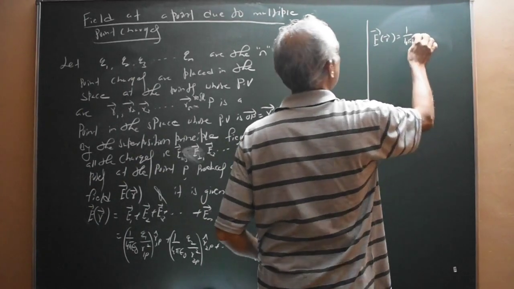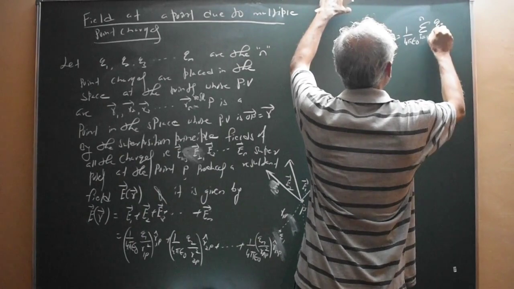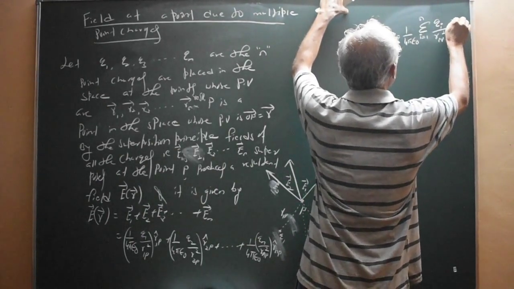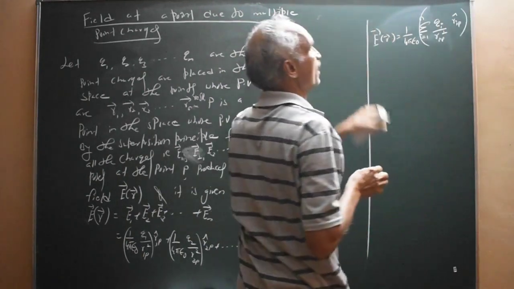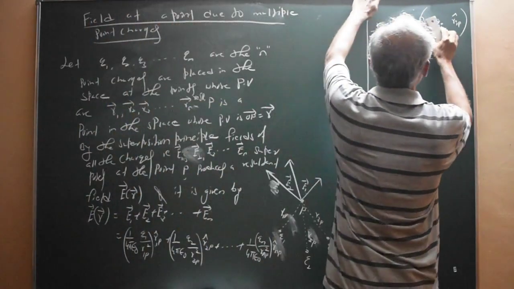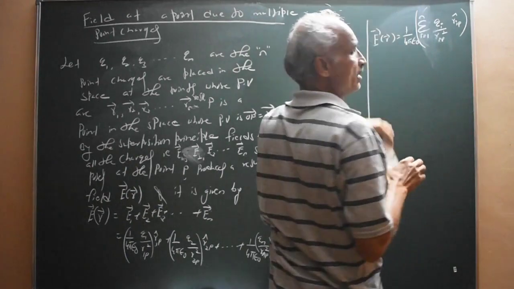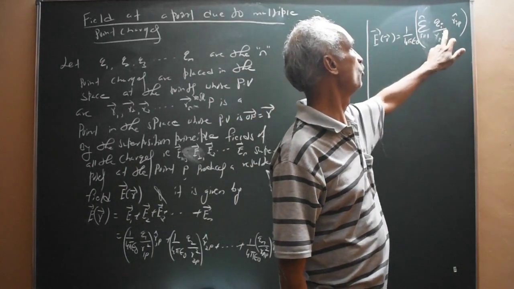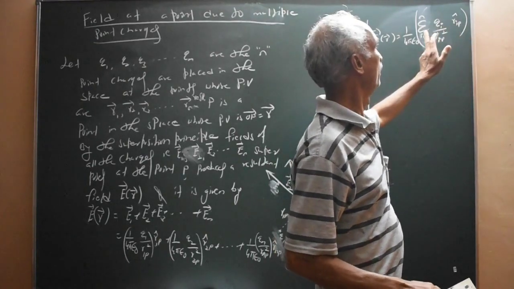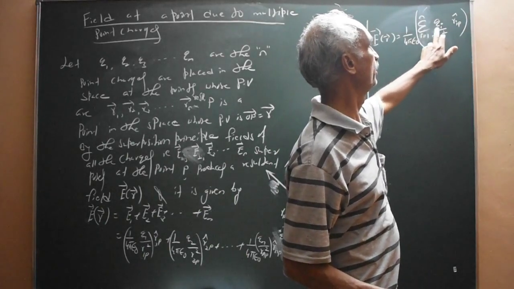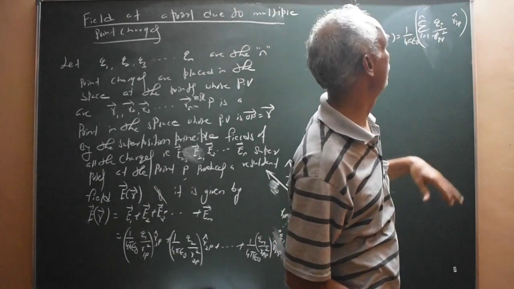that is E bar of R bar. In short I can write it as 1 upon 4 pi epsilon naught, which is common. In summation notation I can write summation i running from 1 to n, Qi divided by RiP square into RiP cap. You know what we mean by summation notation. When i is 1, it is Q1 upon R1P square into R1P cap, plus, when i is 2, it is Q2 upon R2P square, R2P cap. When i is 3, it is Q3 upon R3P square, R3P cap.